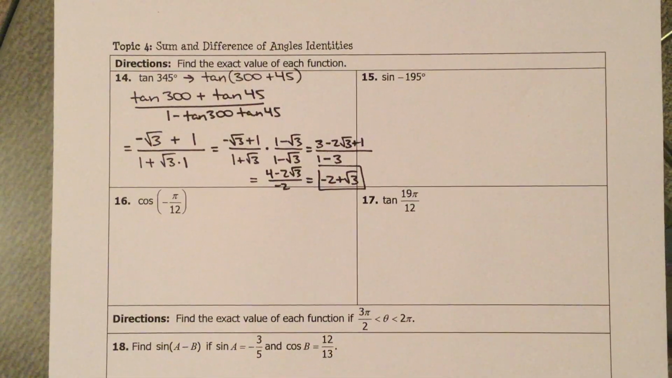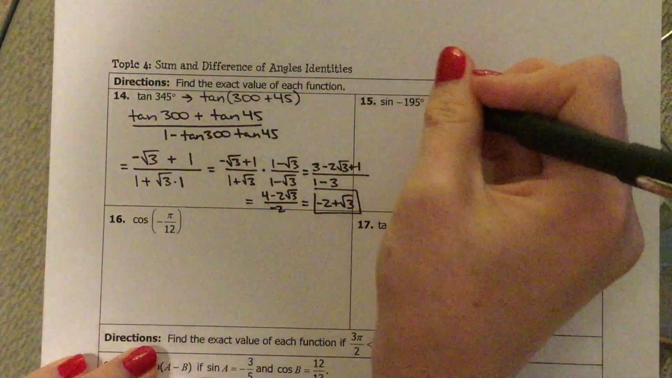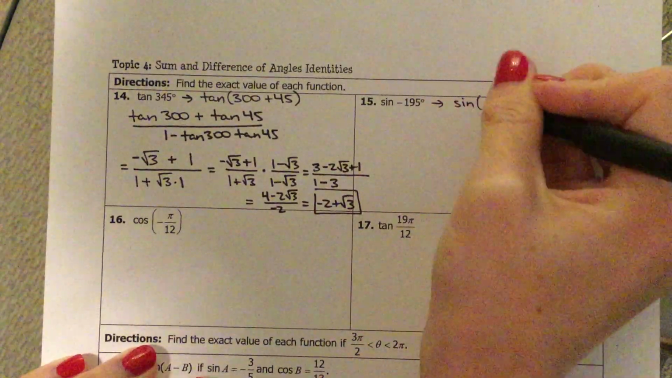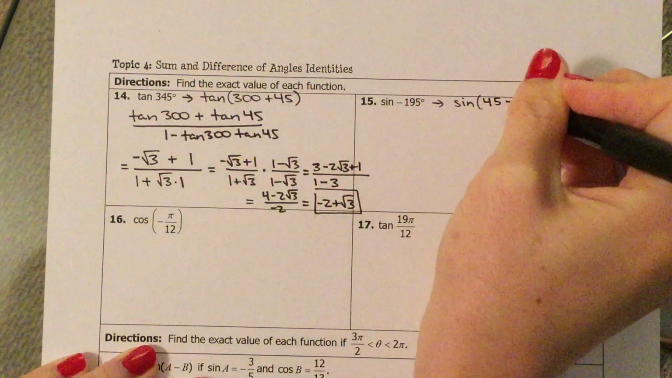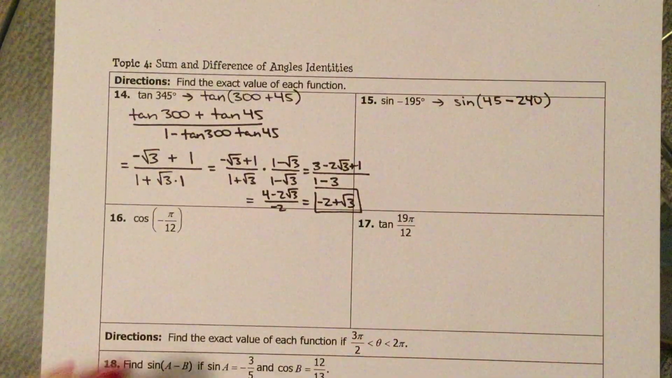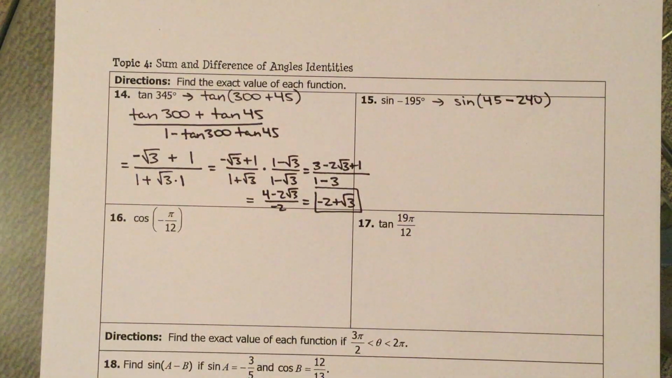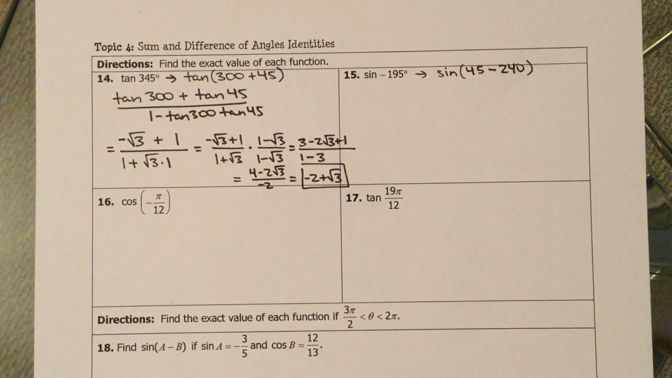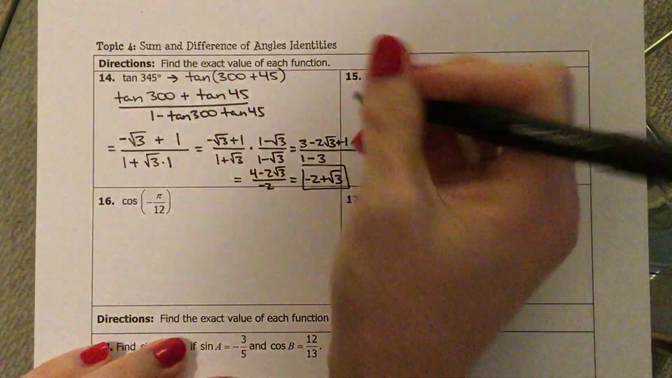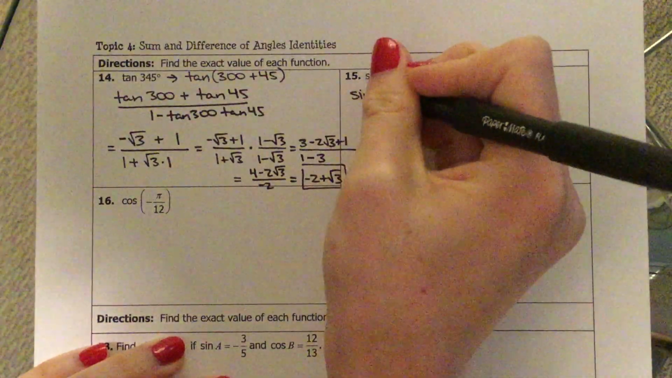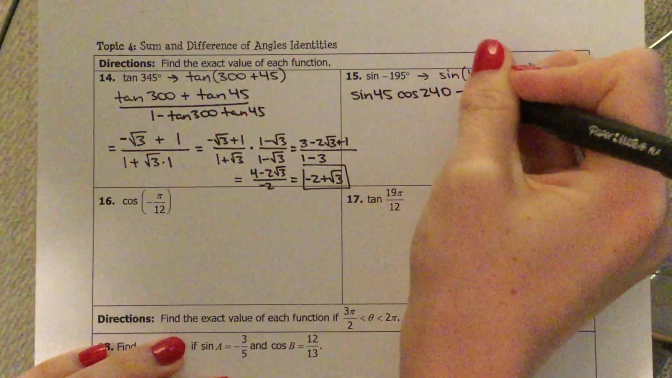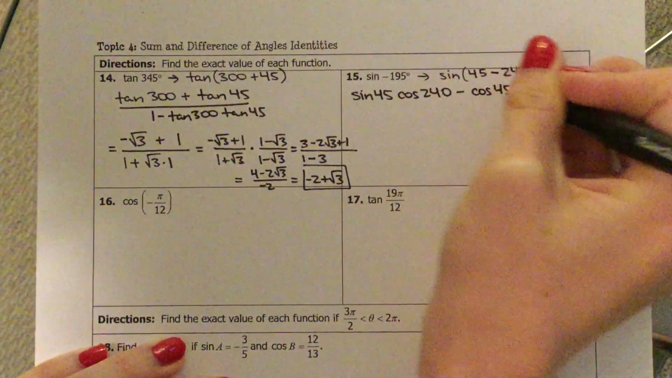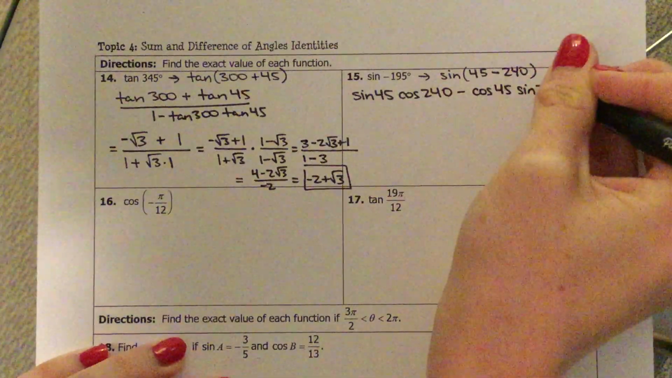All right, sine of negative 195. We could do, let's say, 45 minus 240. That's one way to get negative 195. So that's a subtraction formula. So sine of A minus B is sine cosine minus cosine sine. So sine of 45 times cosine of 240 minus cosine of 45 times the sine of 240.